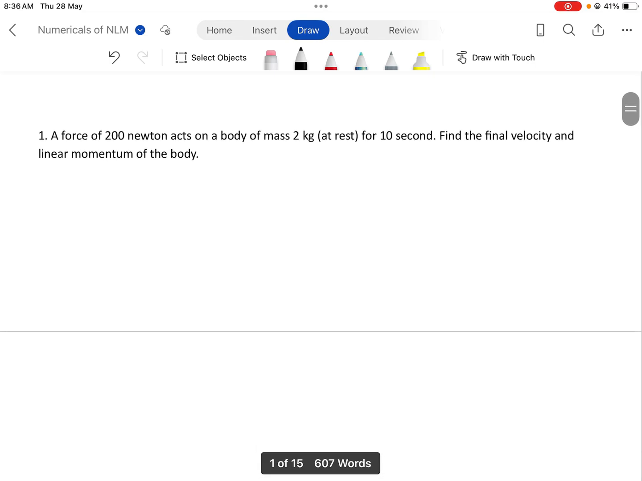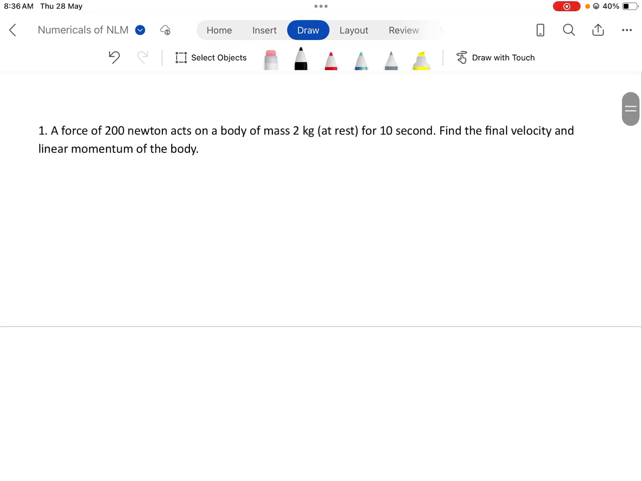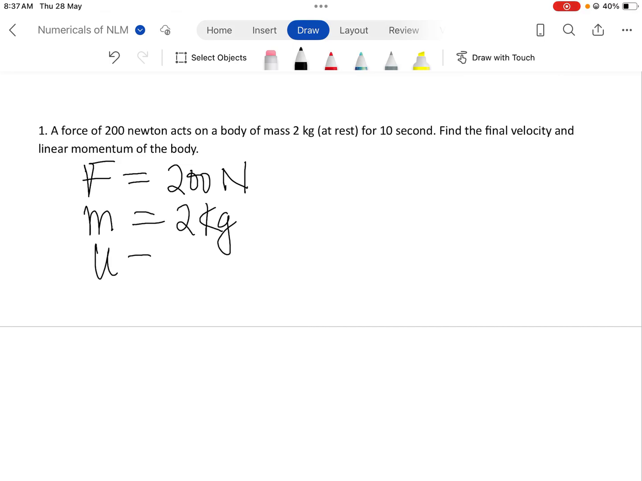Now see the second question. A force of 200 Newton, F equals 200 Newton, acts on a body of mass 2 kg, initially at rest. In the question it is given U equals 0, for 10 seconds. T is given; this force is acting for 10 seconds. You have to find the final velocity and linear momentum.